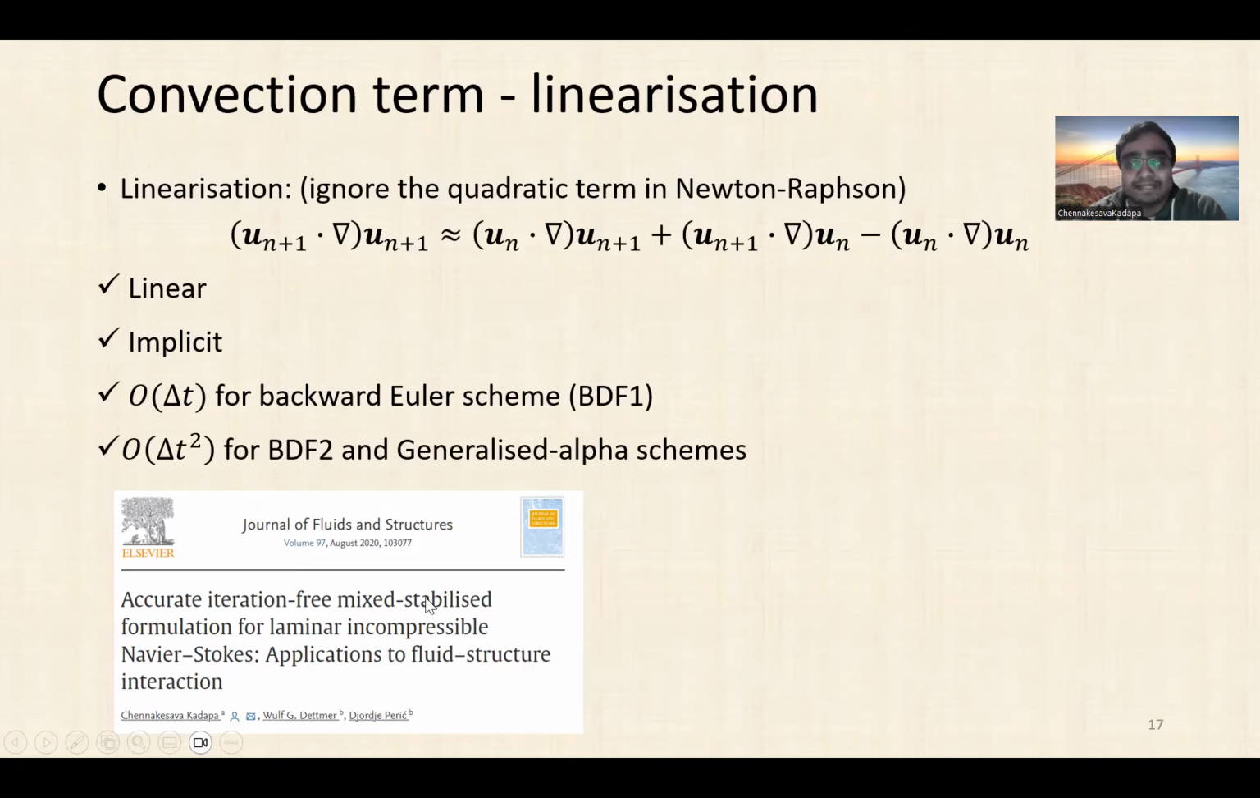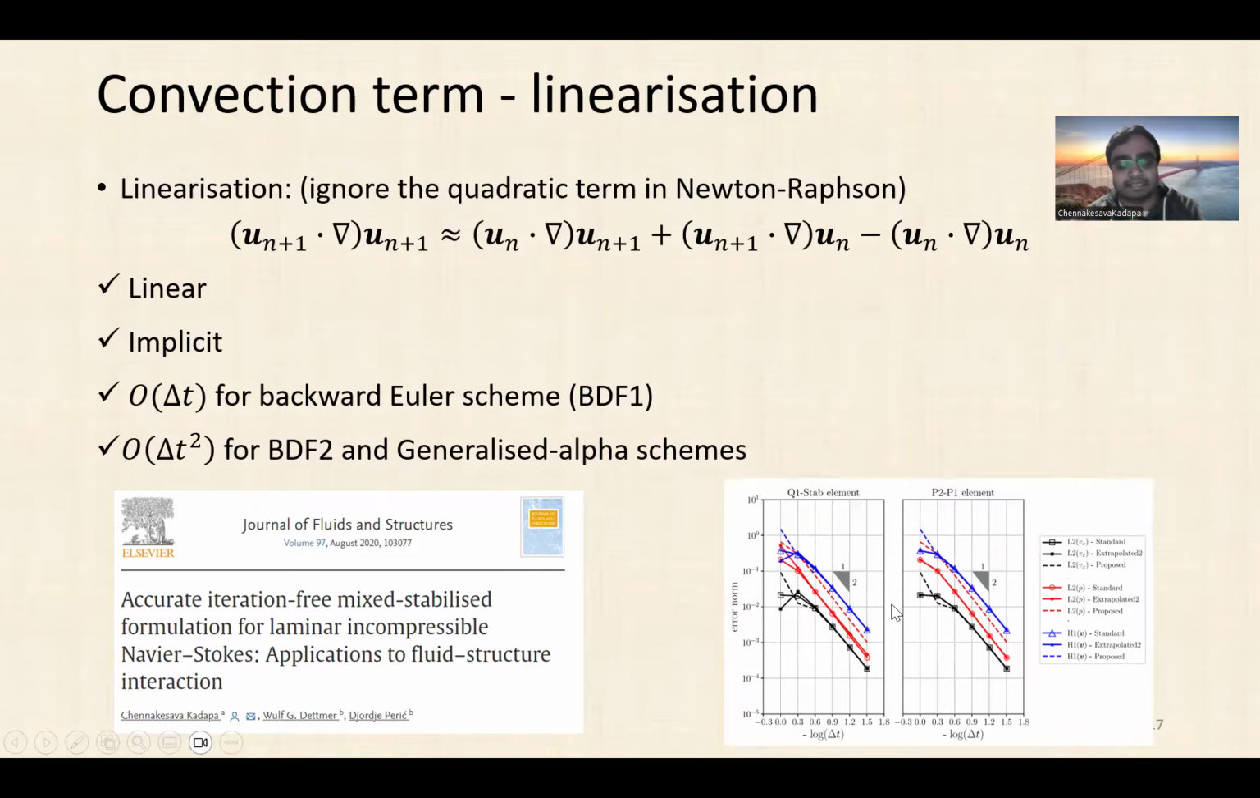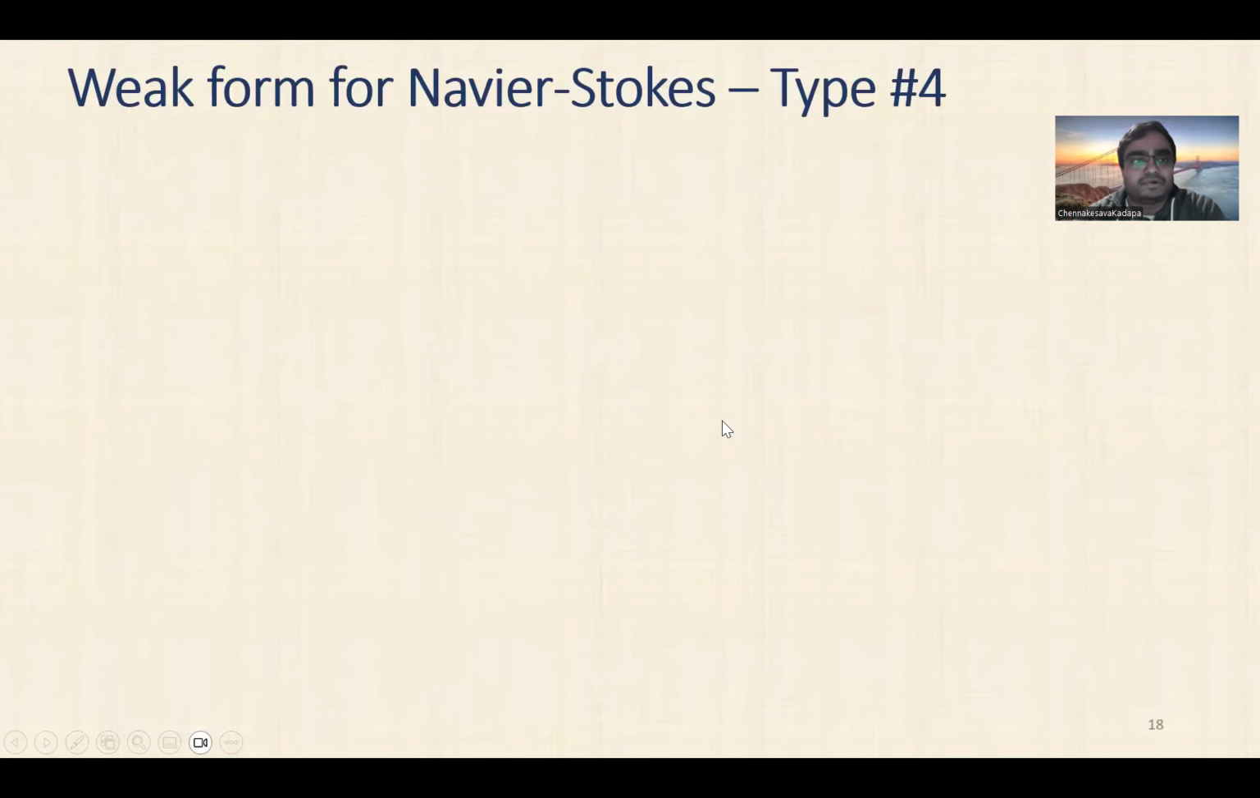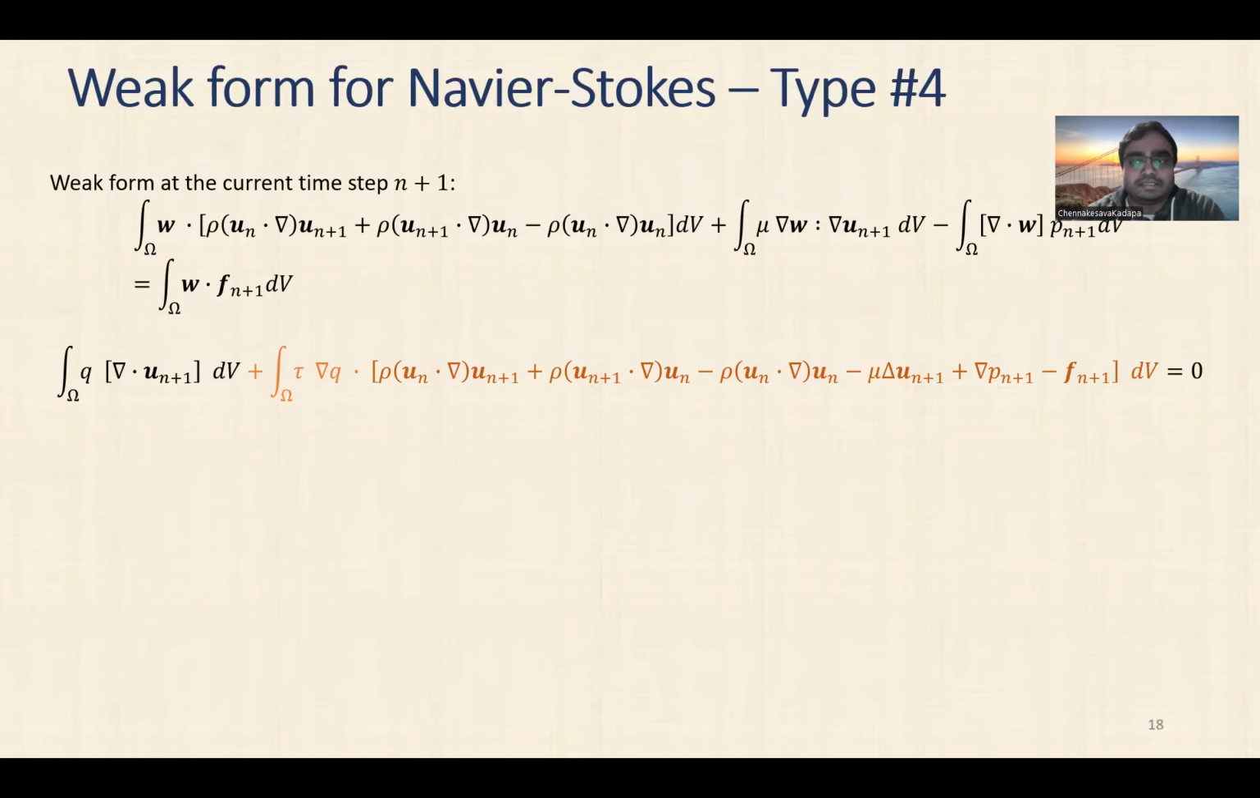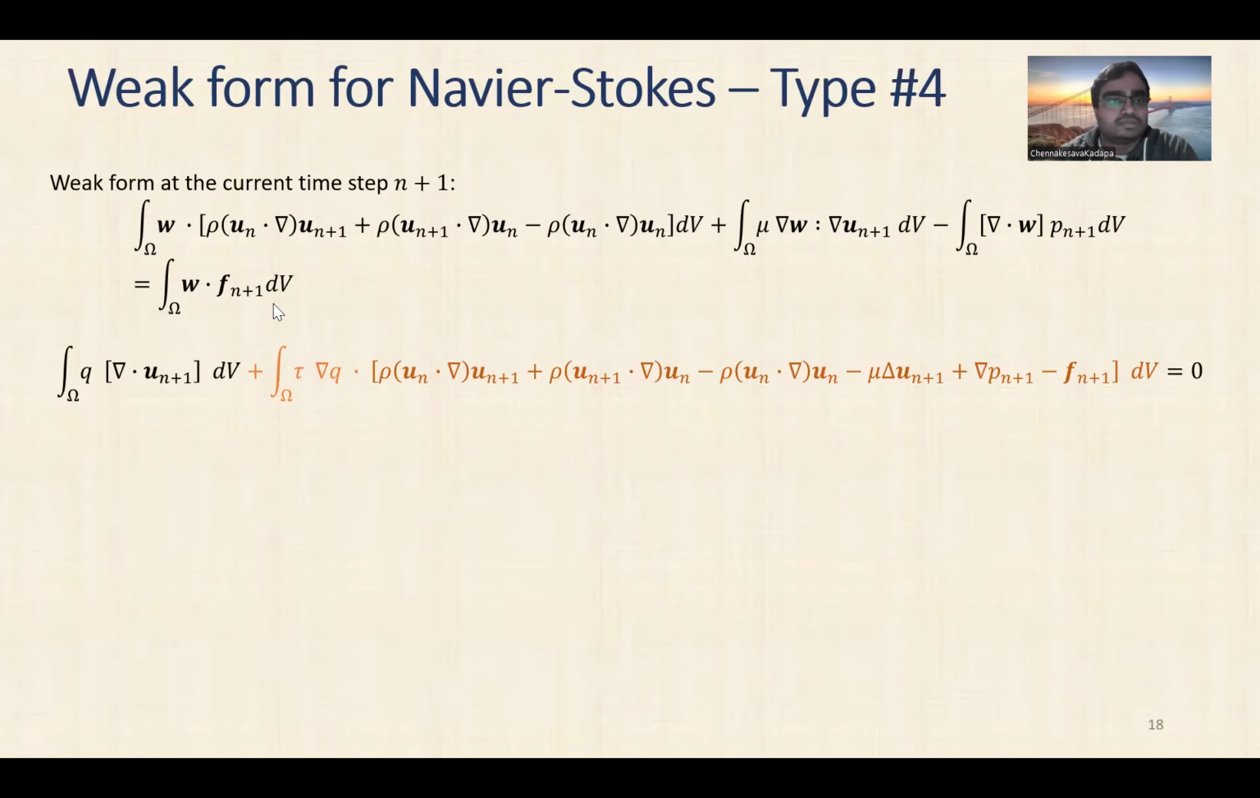Okay. If you want more details, you can refer to my paper, where I study extensively, comprehensively the convergence behavior using some benchmark examples. Okay. Coming to the weak form. Again, it is very similar. So here, this is our linearized expression for the convection term. And we have the same in the stabilization part.